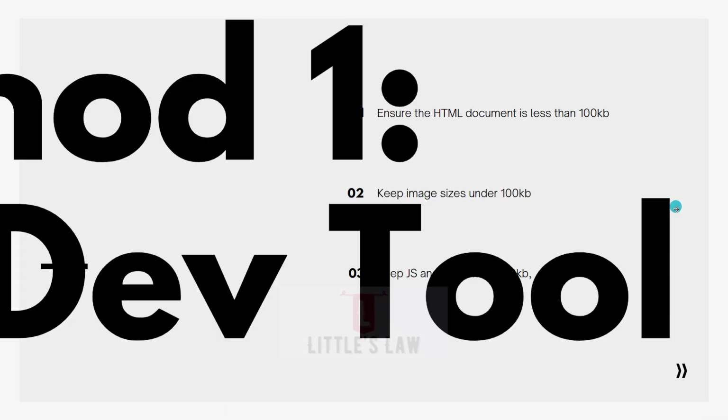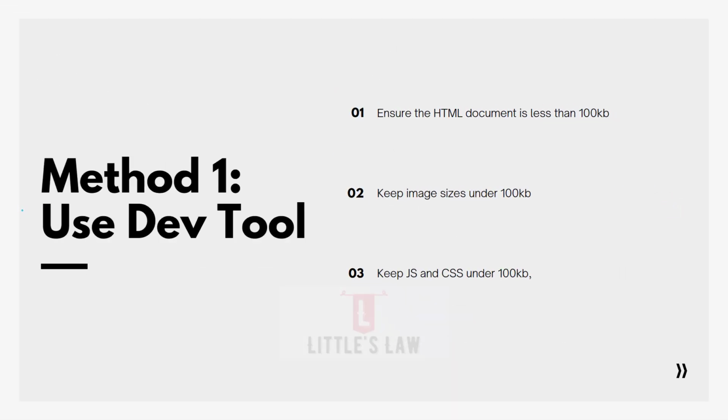So the first method to identify or find the issue is to use the dev tools, the developer tools. To use the dev tools, you have to visit the web page you are testing for front-end performance and open the developer tool. You can either press the F12 button or Control Shift I, and navigate to the network tab at the bottom. Here at the network tab you can find the following details. Let me take you through an example.